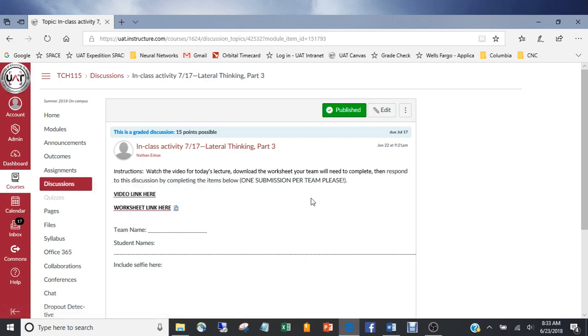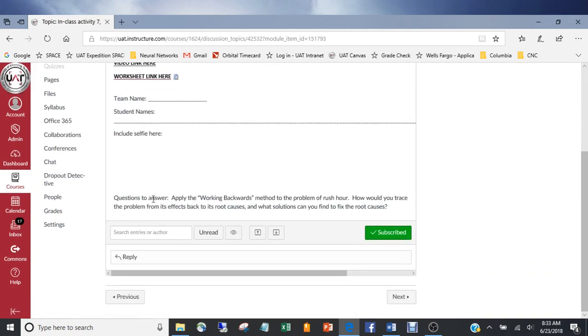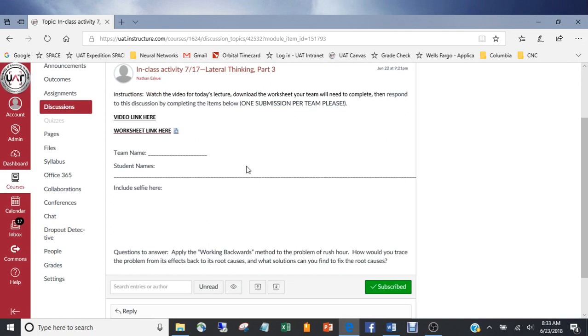So download the worksheet for what you're going to turn in: team names, student names, your selfie. Then you're going to apply the method we're about to learn to the problem of rush hour. Specifically, how would you trace the problem from its effects back to its root causes? And then based on the root causes, what solutions can you find? Because often, if we can figure out the root cause of a problem, we can come up with relatively straightforward and effective solutions that we know will fix the often complex effects of the problem. So getting to the root cause is definitely advantageous for us.